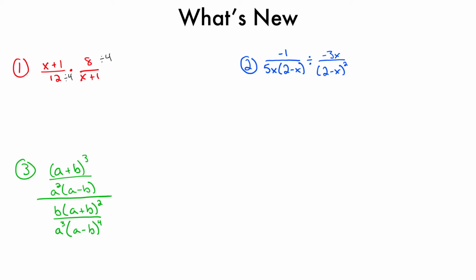X plus 1 will only eliminate with x plus 1. It will not eliminate with x minus 1. X plus 5 will only eliminate with x plus 5. So in this problem I have in red, I have an x plus 1 on top and x plus 1 on bottom. They eliminate because they are the exact same thing. Which leaves me with the answer of 8 divided by 4 is 2, 12 divided by 4 is 3. My answer is 2 over 3.